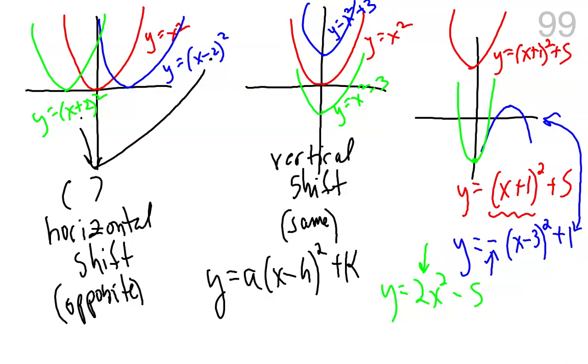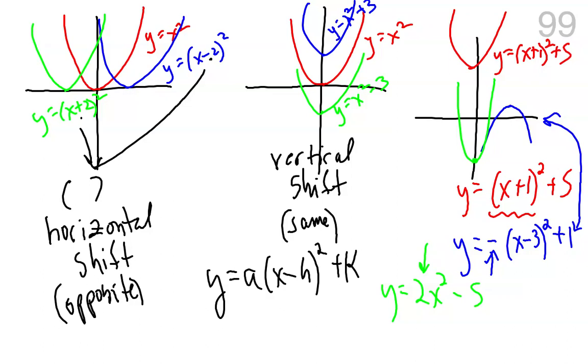The a in front tells you whether it's a smiley face parabola or a frown face parabola, and it tells you whether it gets skinnier or fatter. If you do 2x squared, 3x squared, 4x squared, it gets very skinny. If you do a half x squared, a quarter x squared, it gets wider. Let's show you those on your calculators right now.